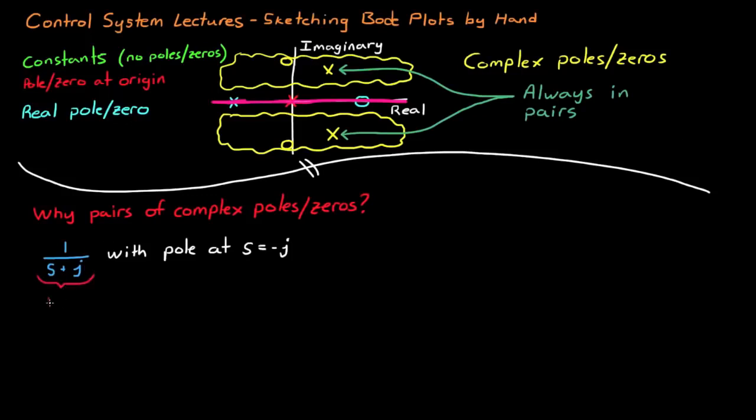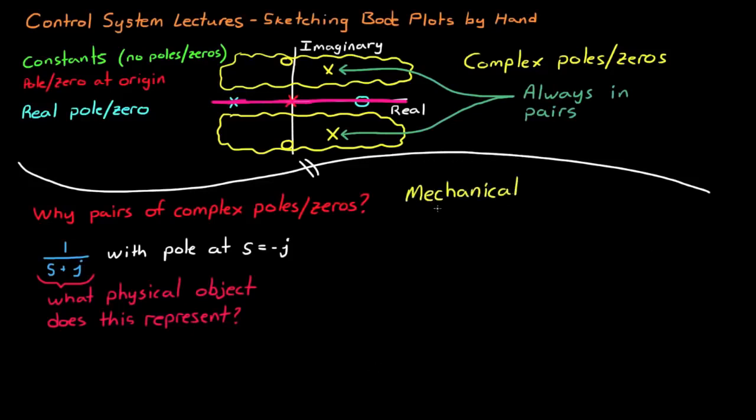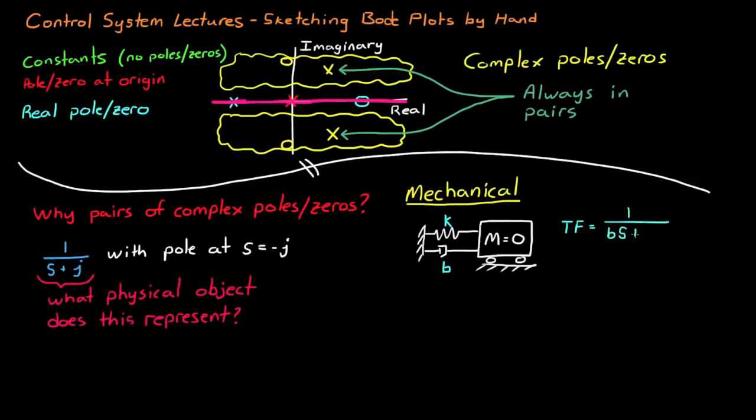However, we need to remember that transfer functions aren't just mathematically abstract functions. They represent real physical objects. And so now the question is, what physical first-order object could this complex transfer function represent? I'll give you two quick examples. A first-order mechanical system could be a massless spring damper system, with spring constant k and damping coefficient b. And the transfer function could be written like this. And now in order for this transfer function to have imaginary roots, either the damping coefficient or the spring constant has to have an imaginary value, which for a physical system doesn't make sense.